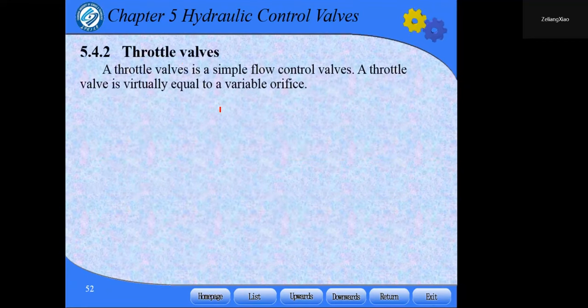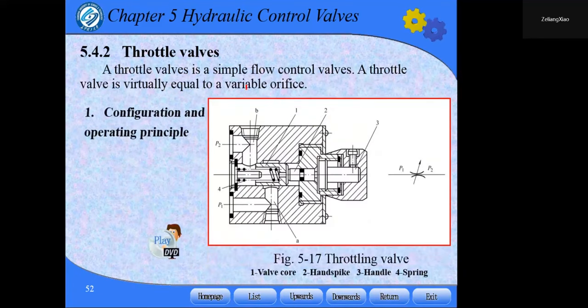Throttle valve, a throttle valve. The simple flow control valve. A throttle valve is virtually equal to a variable orifice. It's a configuration and the operating principle. We can see the components, the inlet and outlet.